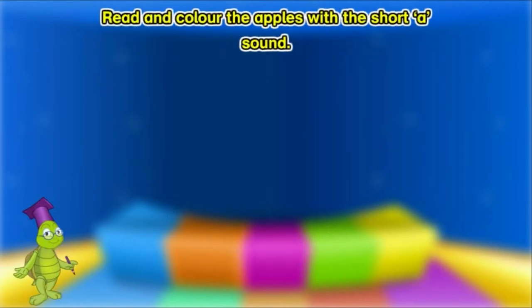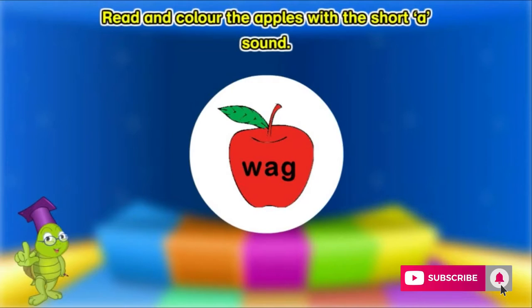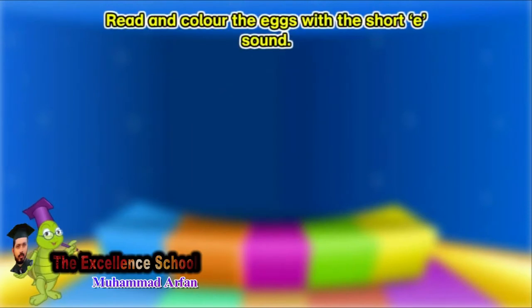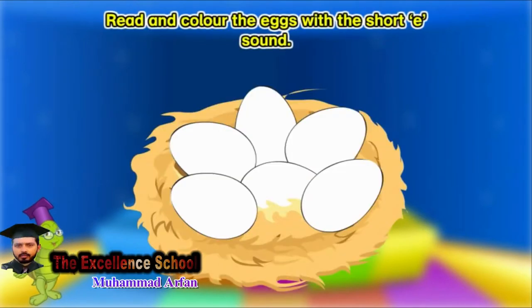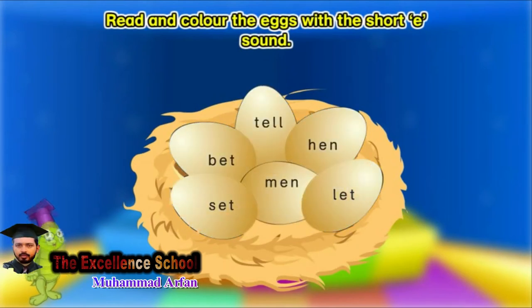Pick and color the apples with the short A sound. B-A-T, bat. H-A-T, hat. W-A-G, wag. H-A-G, hag. B-A-K-E, bake. Read and color the eggs with the short E sound. T-E-L-L, tell. B-E-T, bet. H-E-N, hen. S-E-T, set. M-E-N, men. L-E-T, let.